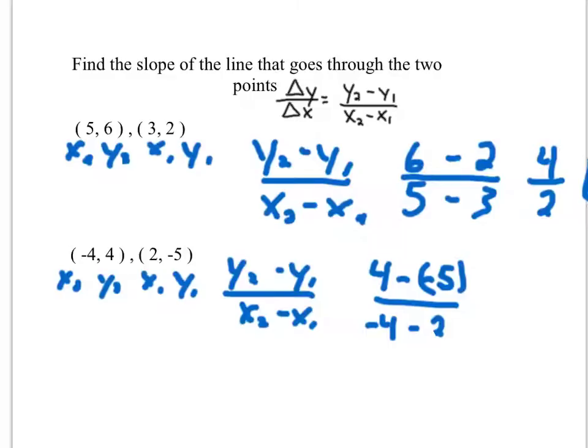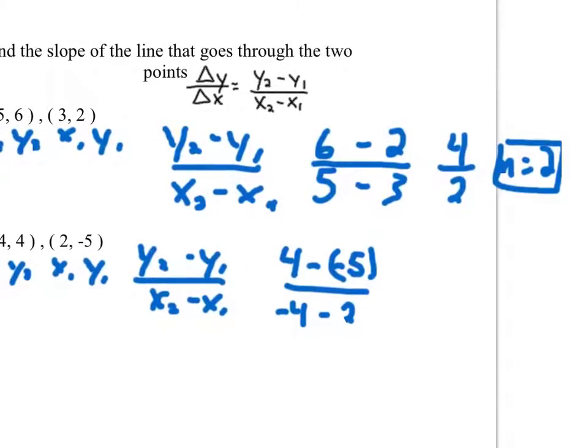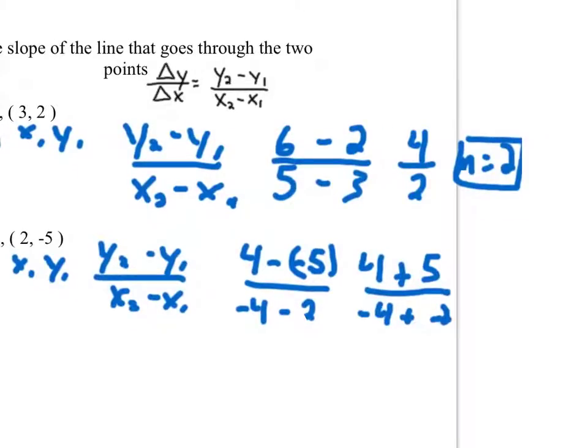Now this is one where it's going to benefit you probably to change it to addition. Alright, so I'm going to do that. I'm going to go ahead and change this one to addition just because of the minus negatives and things like that. So this is 4 plus the opposite of negative 5 is 5 over negative 4 plus the opposite of 2 is negative 2. Now 4 plus 5 is 9 over negative 4 plus negative 2 is negative 6.